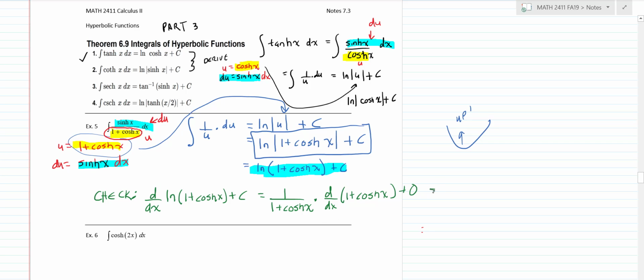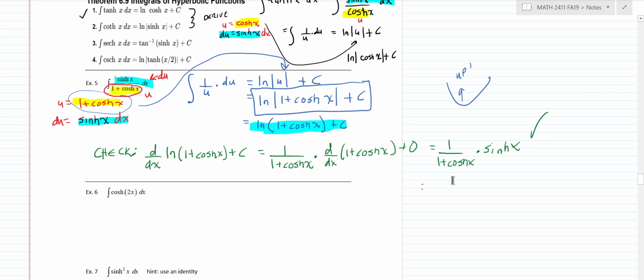So what you would end up getting is 1 over 1 plus cosh of x, and then the derivative of this is the sinh of x. Notice that's what we started with. We had sinh of x over 1 plus cosh of x, so that's right. It checks out beautifully on that problem. You have that ability when you're doing quizzes, exams, and stuff like that. Take an extra minute to see if you're right. Sometimes it's real easy, sometimes it's a little bit of work to check that you're right. This is a really good example, one that's pretty easy. All right, so let's go to the next example.